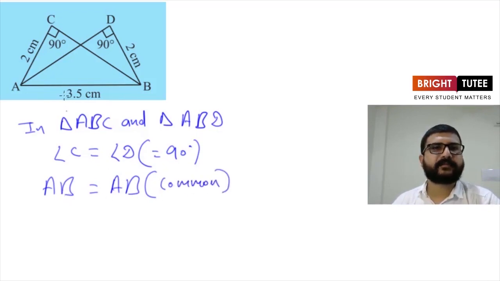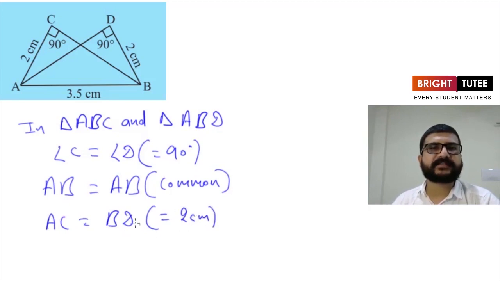Now what else do we have? We have AC as 2 centimeters and BD as 2 centimeters. So we can write AC is equal to BD, and they both are 2 centimeters. So now can we use the RHS criteria here? What are the things we need for the RHS criteria? We need right angle triangles. Here both the triangles are right angle triangles, as we can see angle C and angle D are both 90 degrees. So these are right angles.